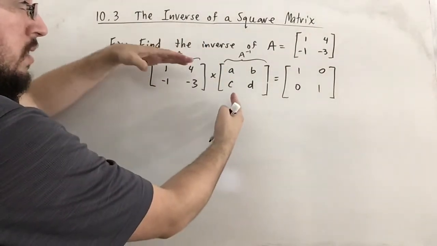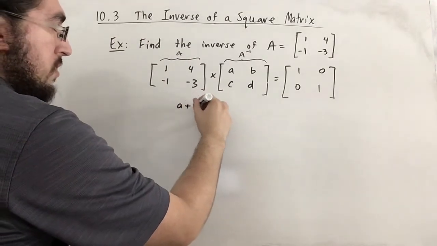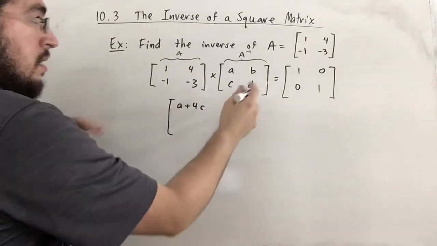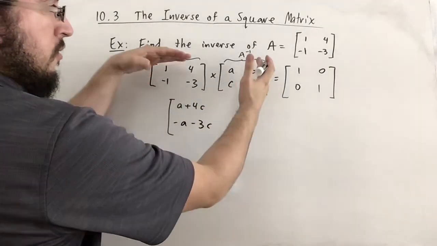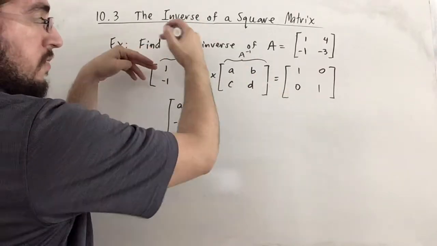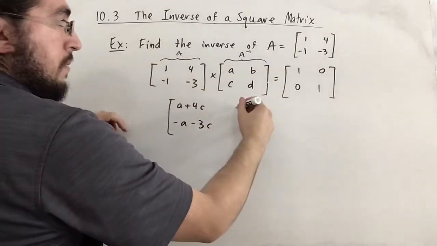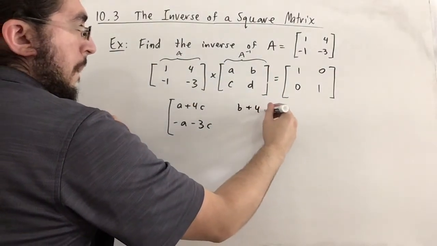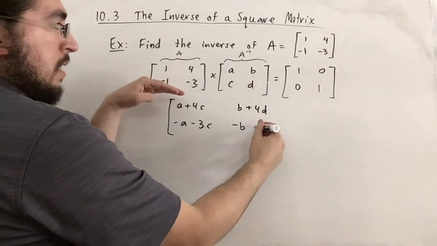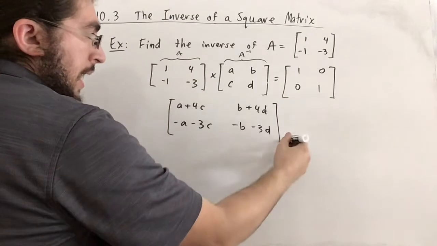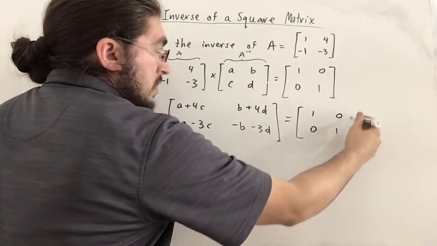notice what we'll get here is 1a plus 4c. So it's a plus 4c. And then down here it's going to be negative a minus 3c. Over here, remember how that works, flipping it over, rotating the columns over to the rows, multiplying down, adding across. We get b plus 4d, there we go. And then here negative b minus 3d. And this is equal to this identity matrix here, 1, 0, 0, 1.